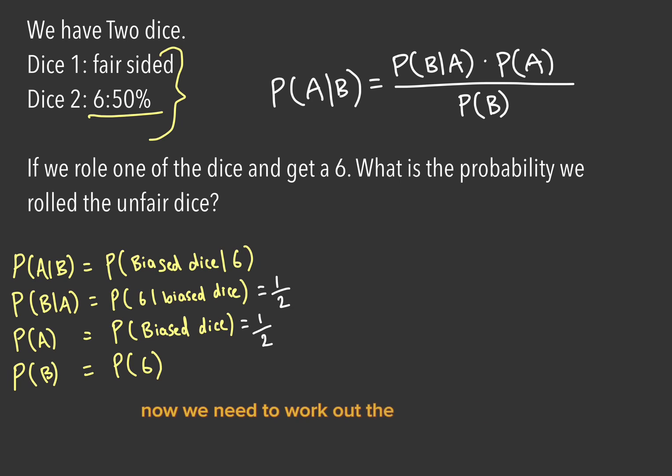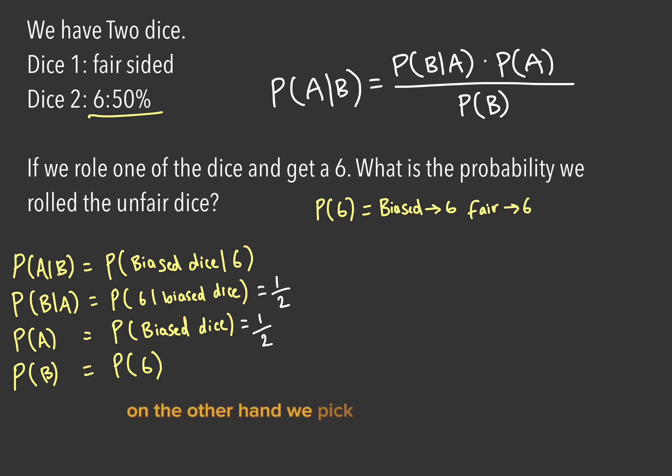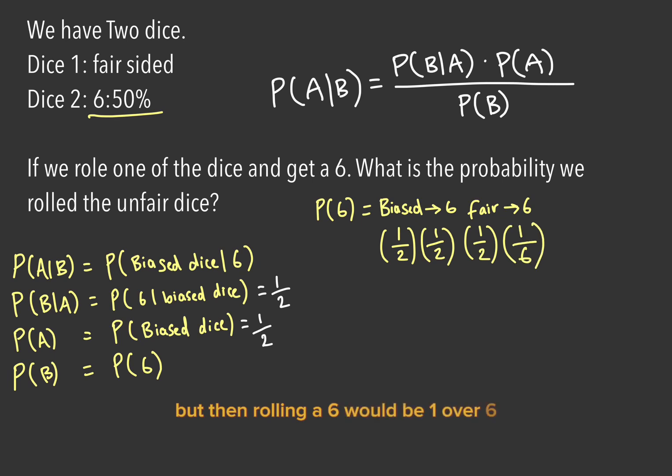Now we need to work out the probability of B, also the probability of rolling a 6. Remember, there are two events that happen in this scenario. First, let's say we pick the biased die and then roll a 6. On the other hand, we pick a fair die and roll a 6. The chance of us picking a biased die is 1/2, and then rolling a 6 would also be 1/2. Picking a fair die would be 1/2, but then rolling a 6 would be 1/6, because this time it's a fair die. Each side has an equal chance.